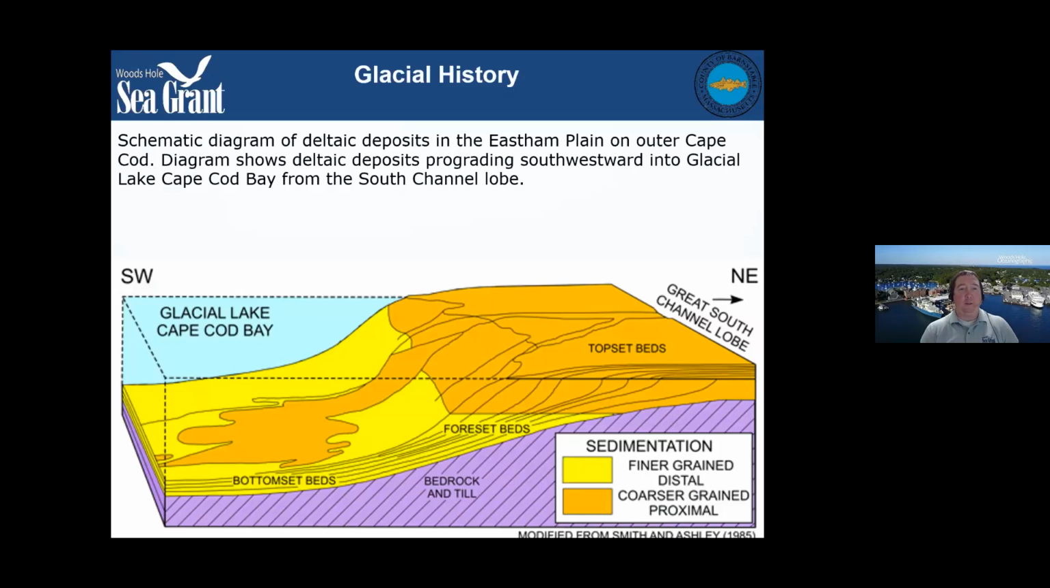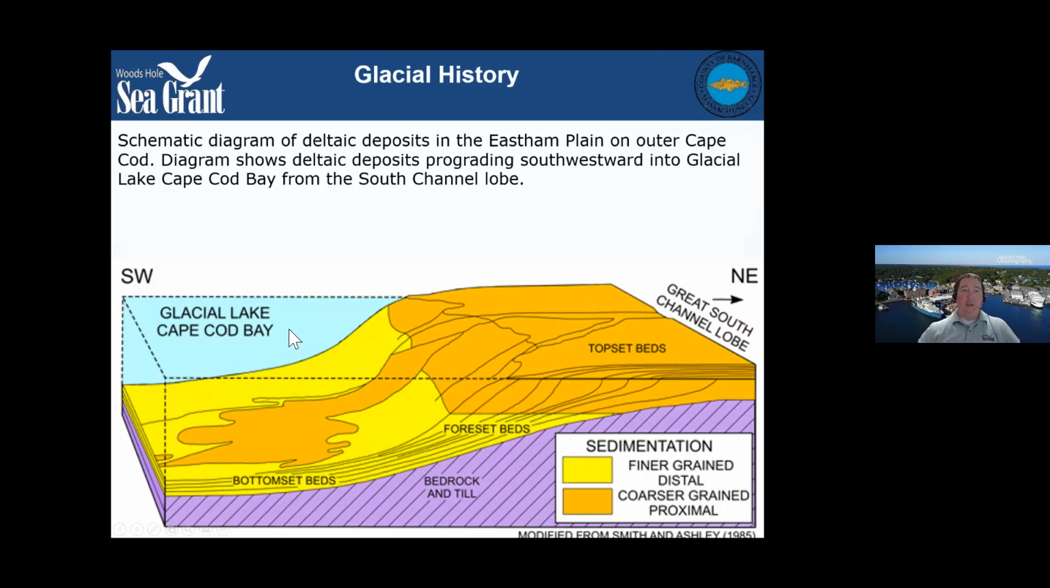Now, here's another look at the glacial lake, Cape Cod Bay, and that Great South Channel Lobe. That's the one that was a little bit east of Cape Cod. It formed various deposits, and you can think of it like a delta where you would have rivers coming down into this lake, getting some of that material that was up on dry land and distributing it out here. And so not only do we see freshwater lake material, we can also see small deltas.